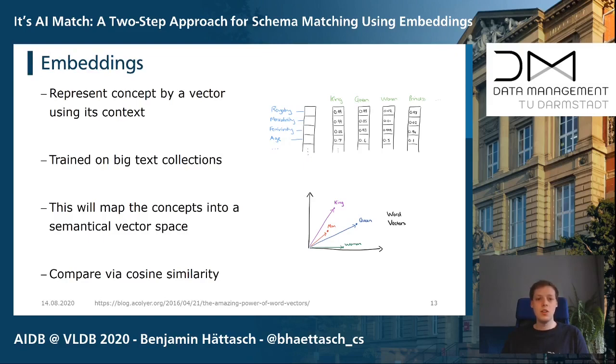Embeddings represent a concept, a word, by a vector and use the context of that word for that. So they are trained on big text collections and look at which words another word usually goes along with in sentences. They use this to map the concepts into a semantic vector space where the position of the vector plays a role, and we can use, for example, the cosine similarity to compare vectors and find out if they describe similar concepts or if the concepts are different.